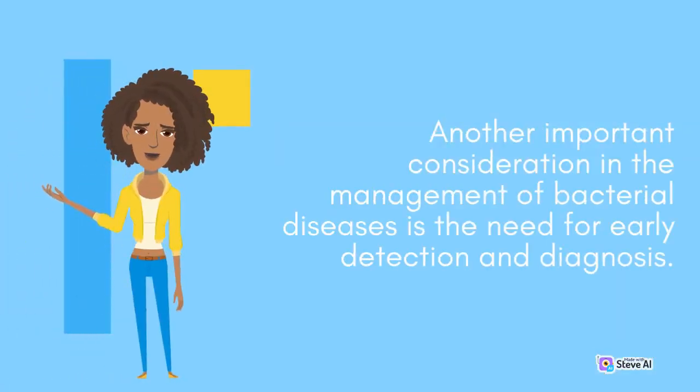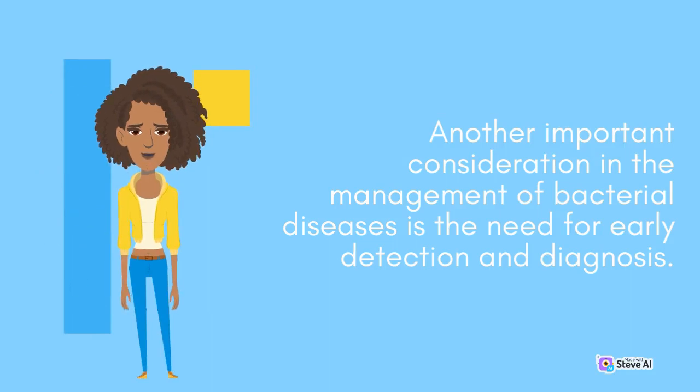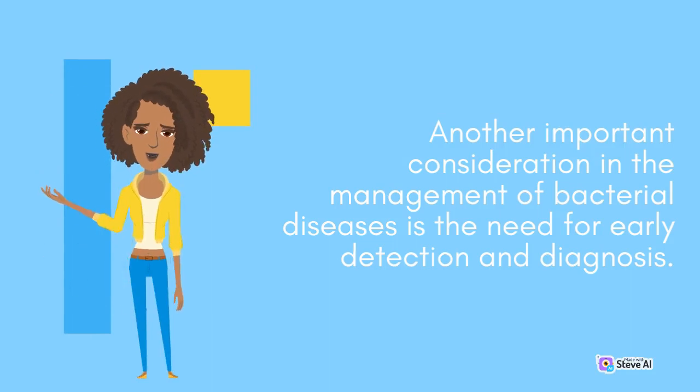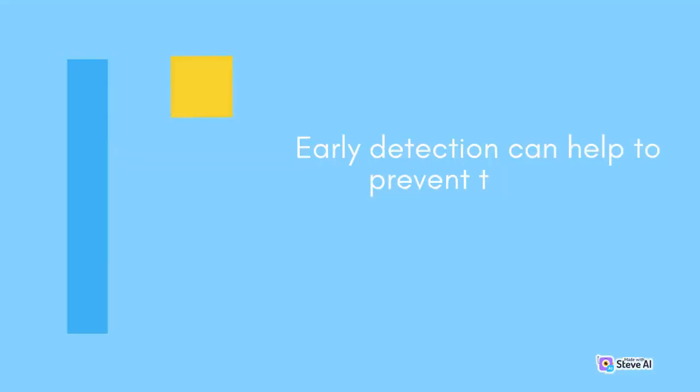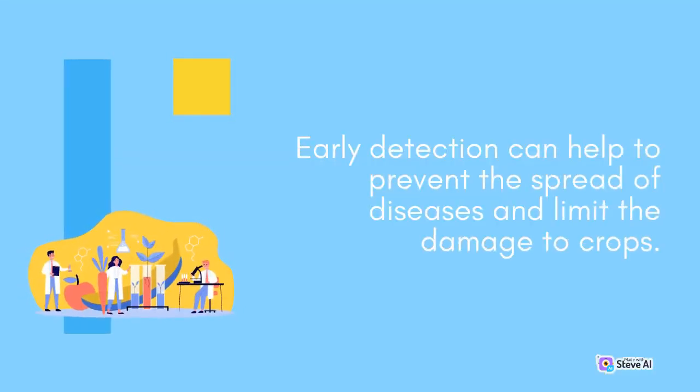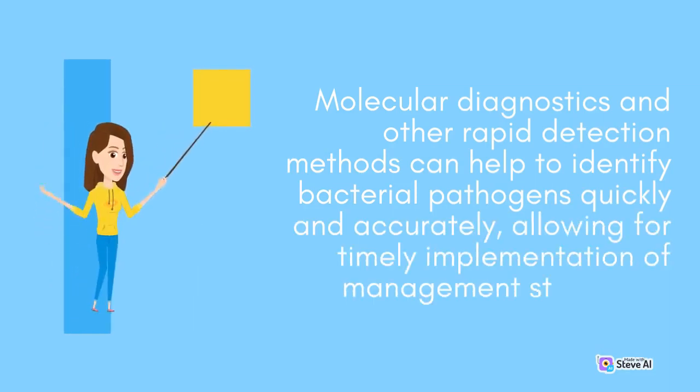Another important consideration in the management of bacterial diseases is the need for early detection and diagnosis. Early detection can help to prevent the spread of diseases and limit the damage to crops. Molecular diagnostics and other rapid detection methods can help to identify bacterial pathogens quickly and accurately, allowing for timely implementation of management strategies.